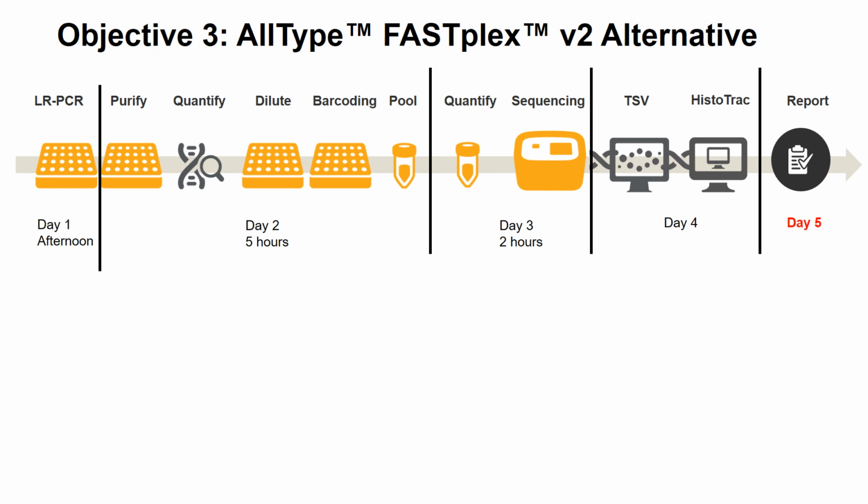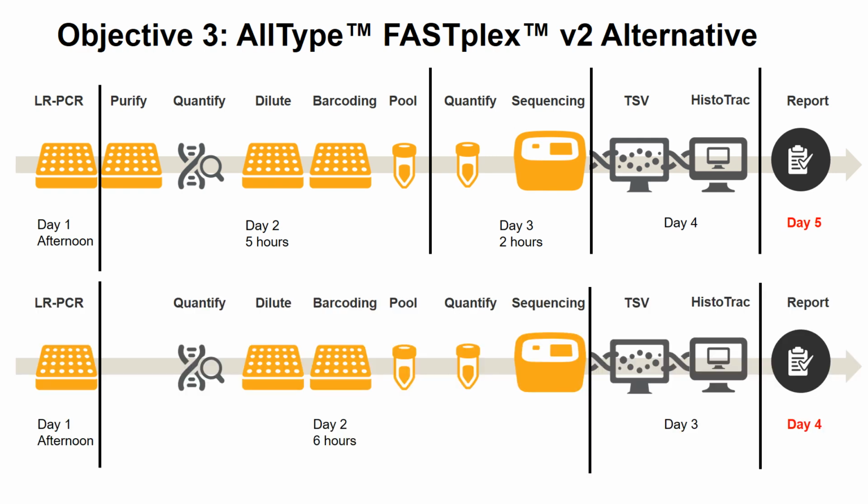So in collaboration with One Lambda, we decided to validate an alternative protocol, and the idea of this alternative protocol is that we eliminate the purification step after day 1. And this actually in our hands takes almost 1 hour. By eliminating this purification step, we were able to combine day 2 and day 3 into 1 day, which is almost 6 hours. And instead of reporting by day 5, we were able to report by day 4.